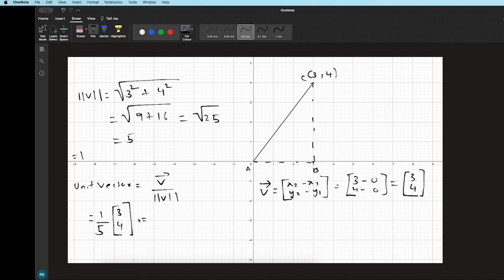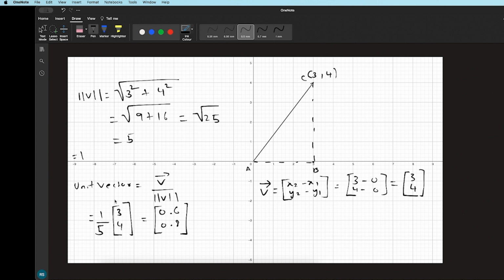When I divide the x component and y component by 5, I will get 0.6 and 0.8. So this is my unit vector having the length 1 and the same direction as the vector. The components of this vector are 0.6 and 0.8. In a unit vector the length always remains 1, and it is a scaled down version of the original vector. Here the original vector was 3, 4, and its scaled down version is 0.6, 0.8.